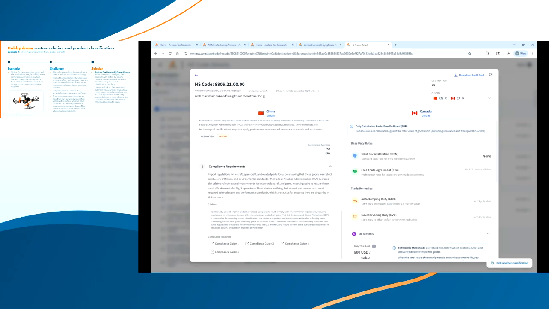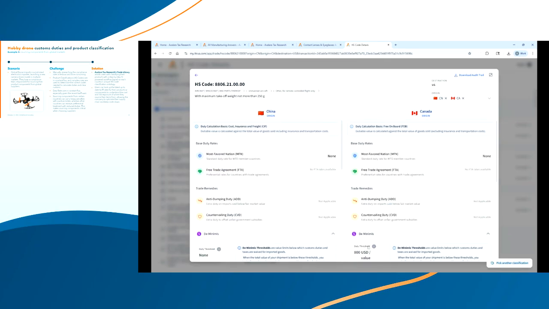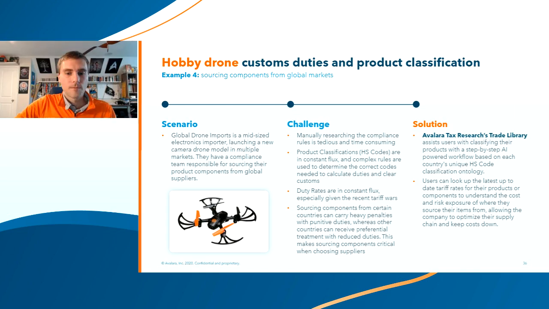So we think this is a really powerful tool that surfaces a lot of the knowledge that we have at Avalara around cross-border trade and is a great companion to our other cross-border trade products. So we're going to jump back to the slides.